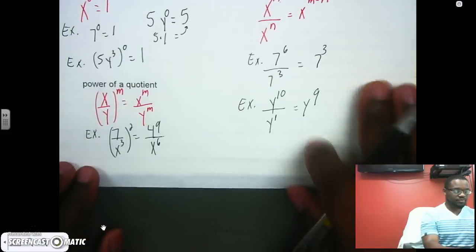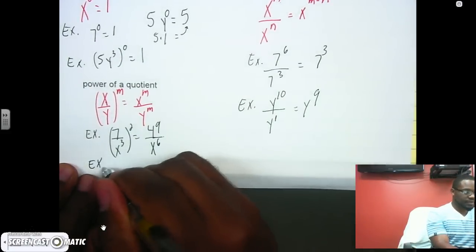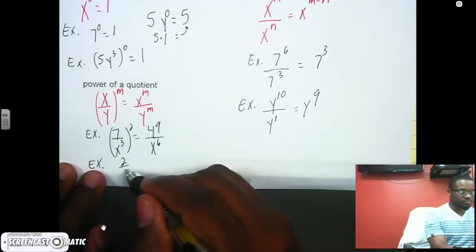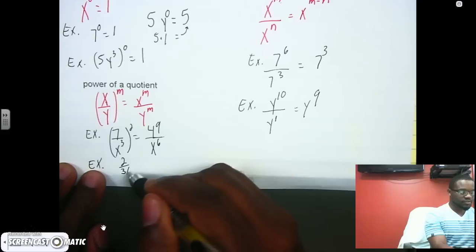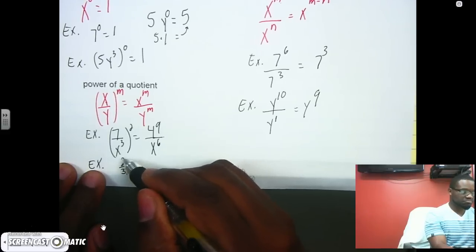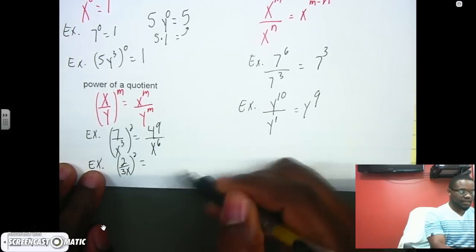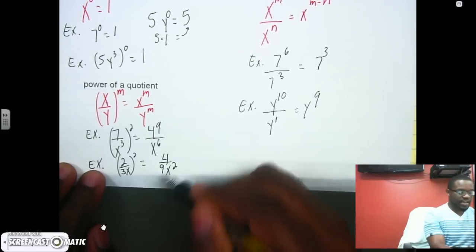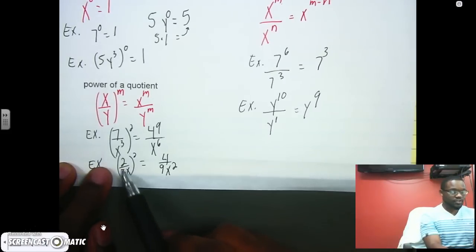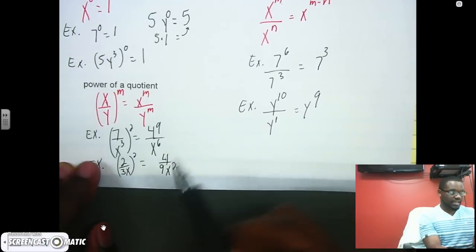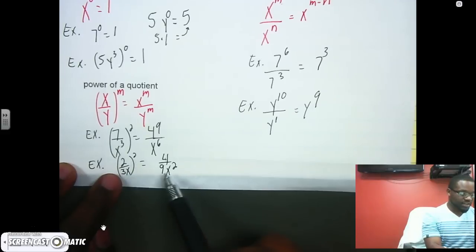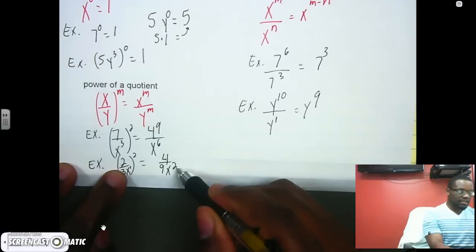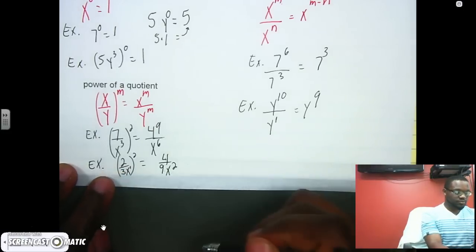Another example would be 2 thirds x, and I raise that to the 2nd. That would be 4 over 9 x squared. Everything gets squared. The 2 got squared, not 2 times 2. Well, I guess it turned out to be. The 3 got squared, that's why it's 9 and not 6. And the x to the 1st power is 1 times 2 is 2.